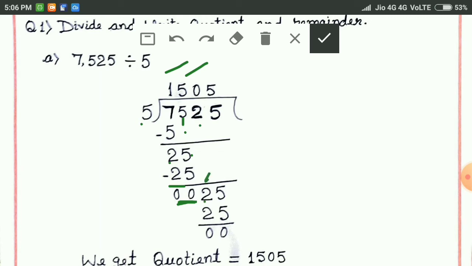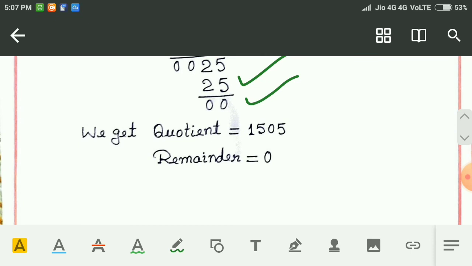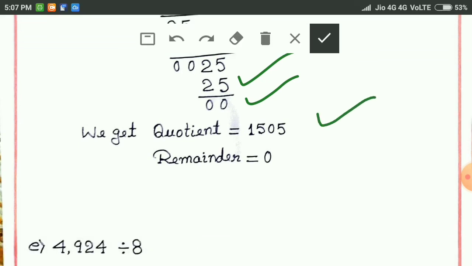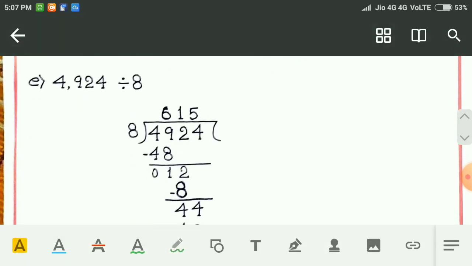But we can't divide 2 by 5 because 2 is smaller than 5. We can divide the greater number by the smaller number. So we can't divide 2, and we write this 5 here. That means we write 25 here, so we have to write 0 here. If we write a 2-digit number here, then we have to write 0 here. So 5 5s are 25 and we get 0 as remainder. We get quotient 1505 and remainder 0.